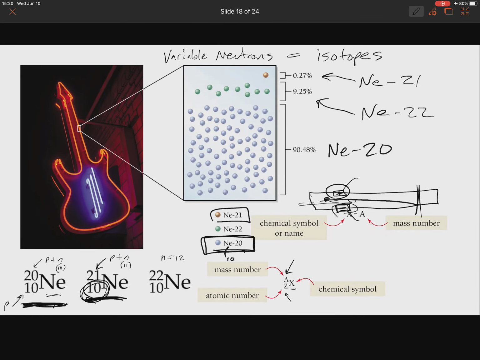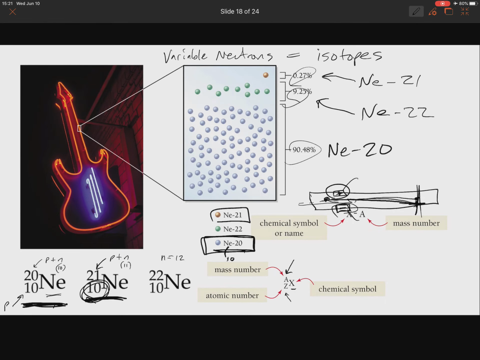But neon 22 would be harder to move off of its path than neon 21. Have you ever tried to push someone while they're running, or a big person while they're running? They're harder. It's more energy to move them. And so we end up with slightly different paths, each path corresponding to one of the different isotopes, and the thickness of the spot corresponding to the percentages. So that's how we find out that these isotopes exist.